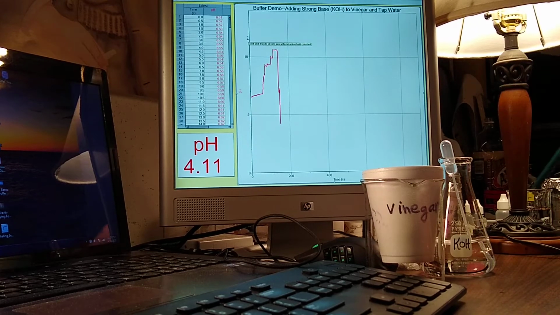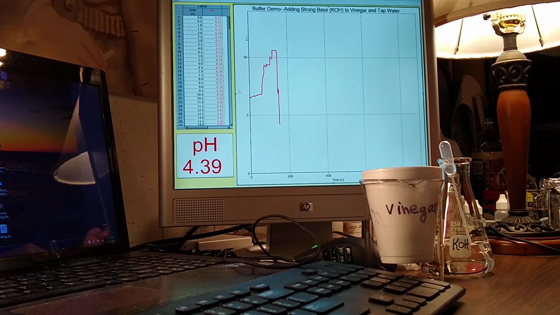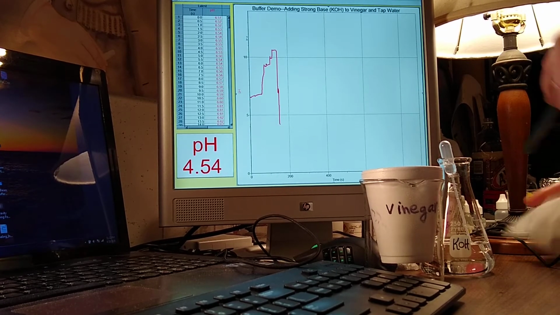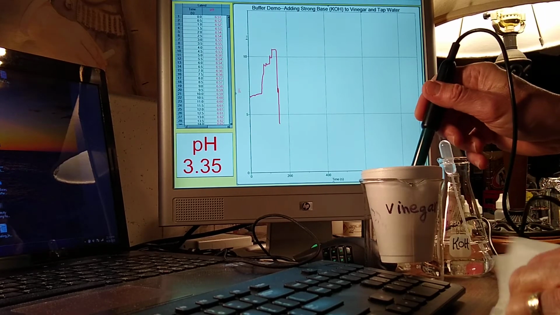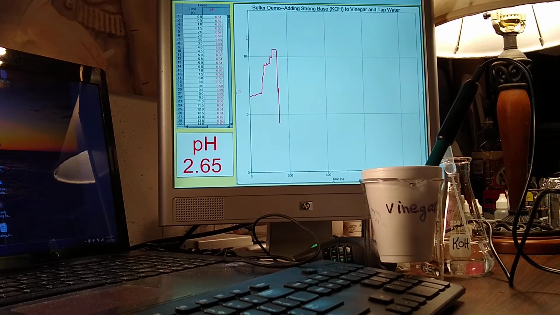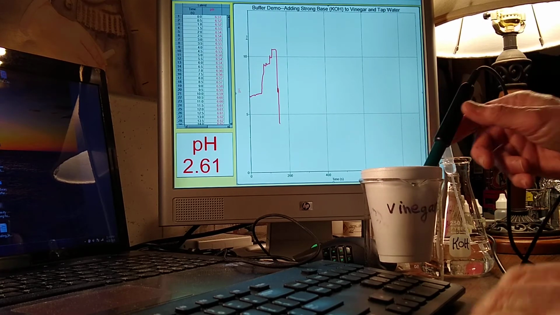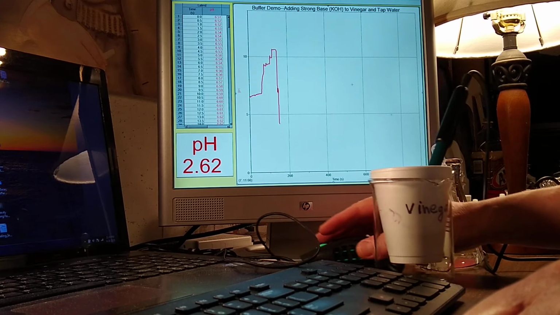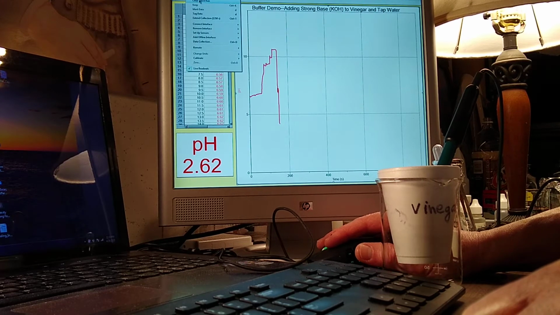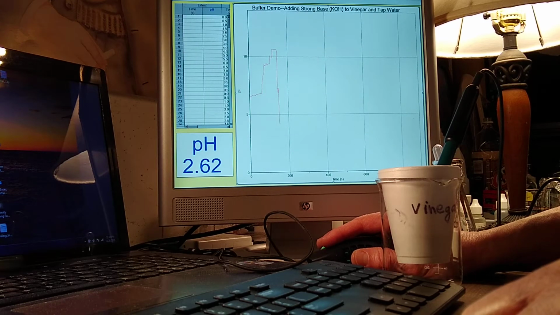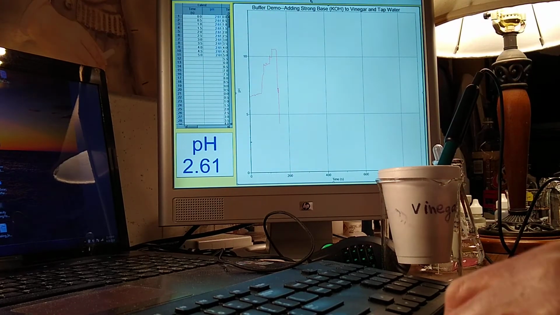Let me move this here, and let me take the probe out and rinse it off. Okay. Let's put it in the vinegar. Now we would expect vinegar to have a pretty acidic pH. As you can see, it's dropping down to 2.6 something. So that's what we expect. Let's start the data acquisition. First, let me save this previous run, store latest run. We'll start data collection. So now we're down here around 2.61.